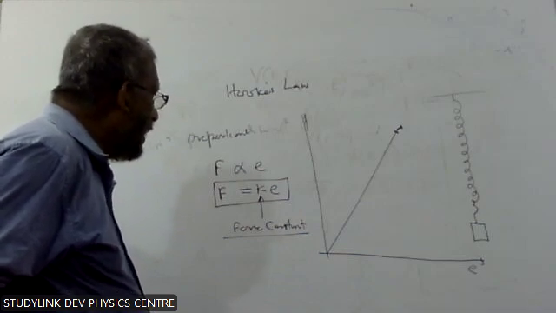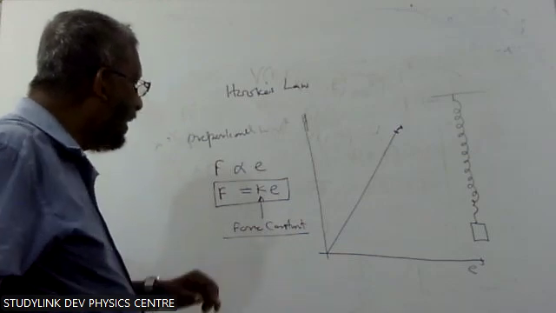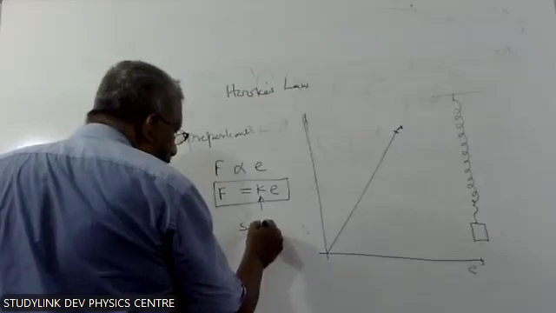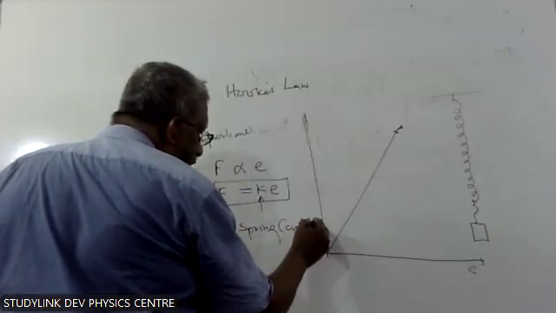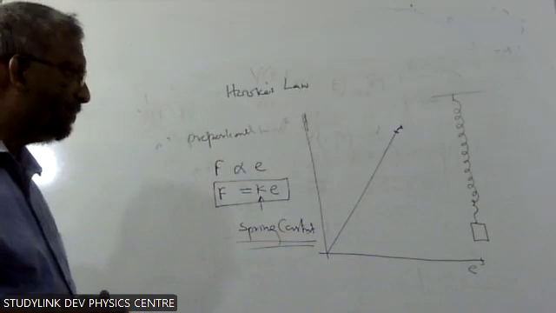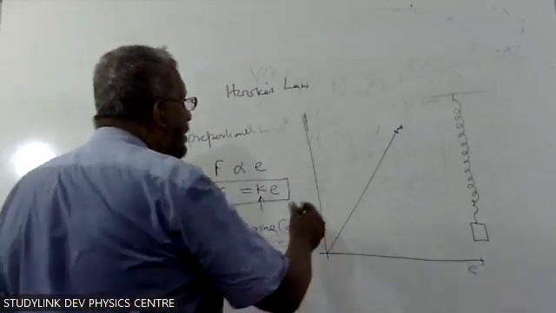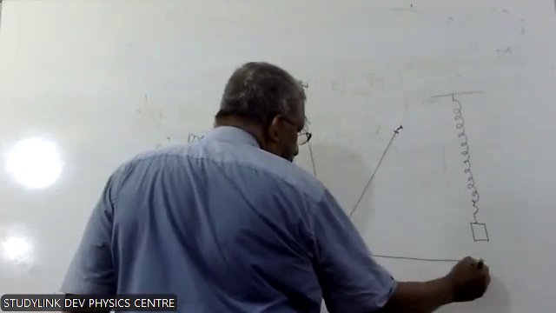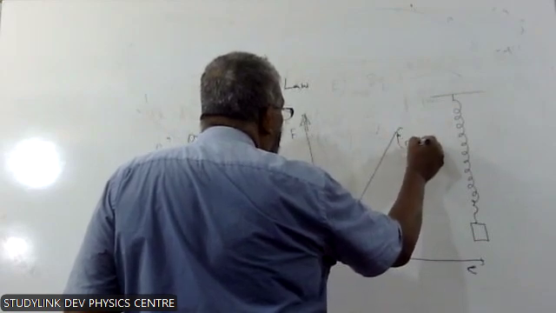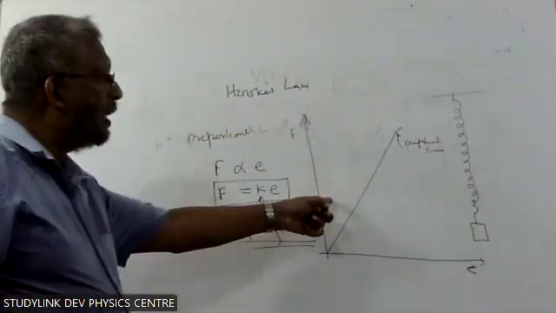Therefore, again F is directly proportional to E. F equals KE. But this time we don't call it the force constant. We call it the spring constant. Just draw this graph.